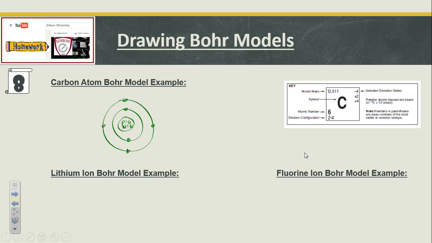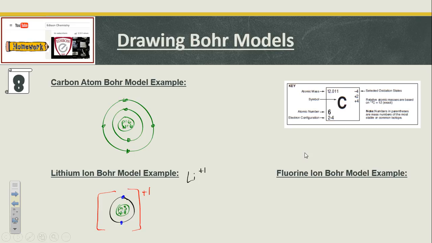To do a lithium ion Bohr model, well, the lithium ion is a +1, which means it's lost one electron. If I look at the periodic table, I see lithium has 3 protons and 4 neutrons. If I've lost one electron from lithium, it means I no longer have 2 rings of electrons, but only 1. So I'm going to put 1 ring of electrons with 2 electrons on it. And I'm going to show that it's an ion by putting it in brackets and putting a +1 up to the right outside the brackets.